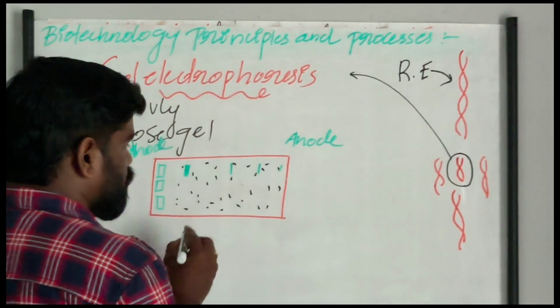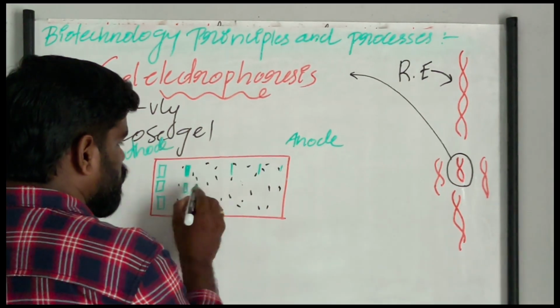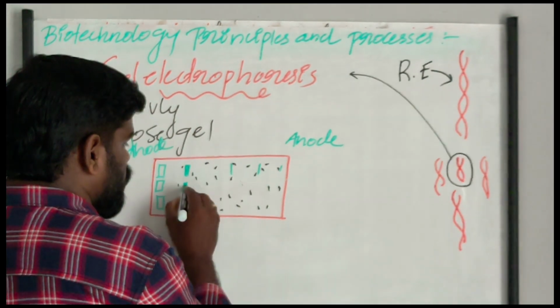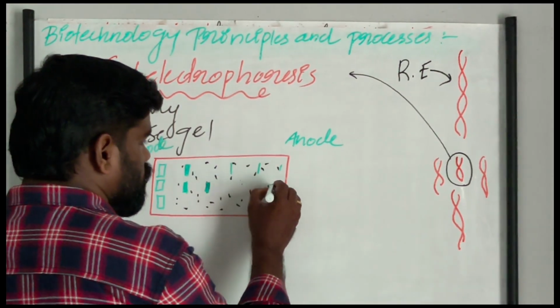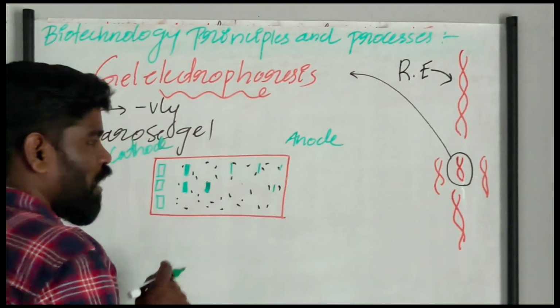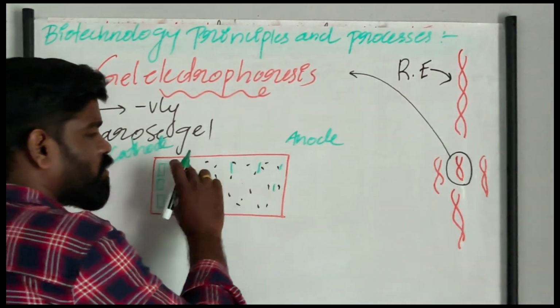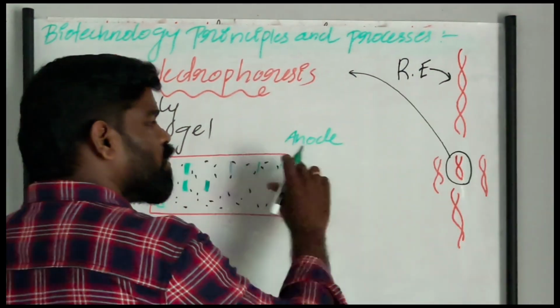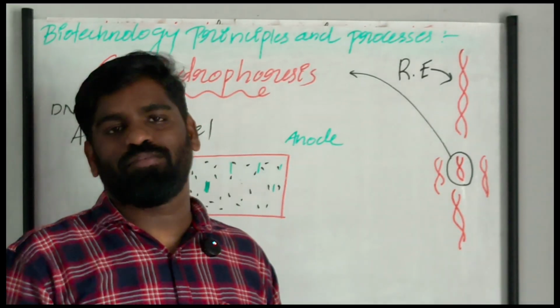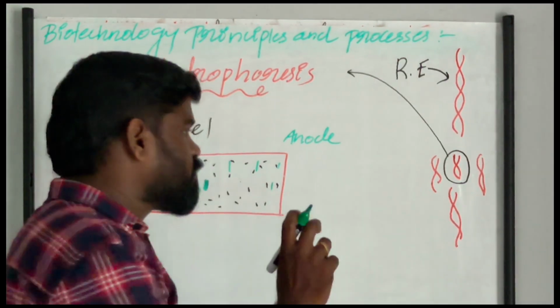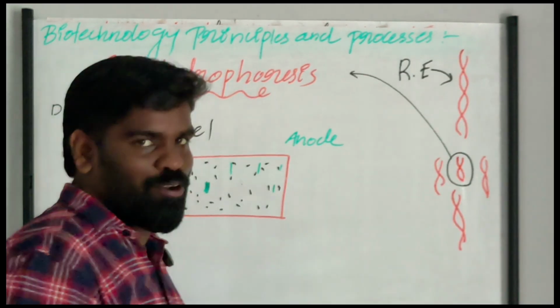So this is the smallest fragment. Just consider these the largest fragments. Here also the largest one, and this is the smallest one. So the smallest fragment will move further towards the anode. Because of the sieving effect of agarose gel, the smallest fragment moves towards the anode.